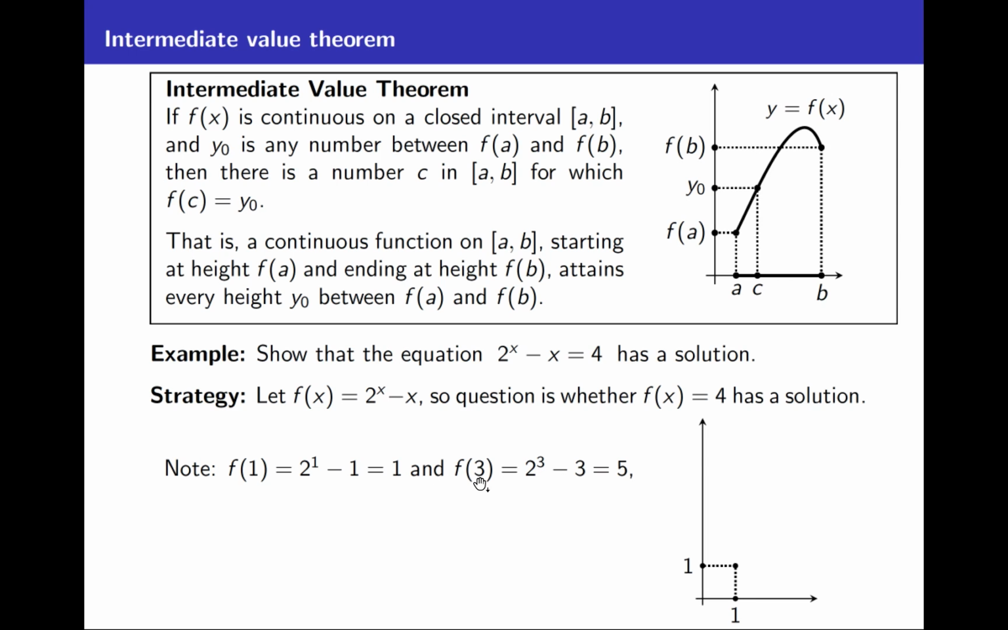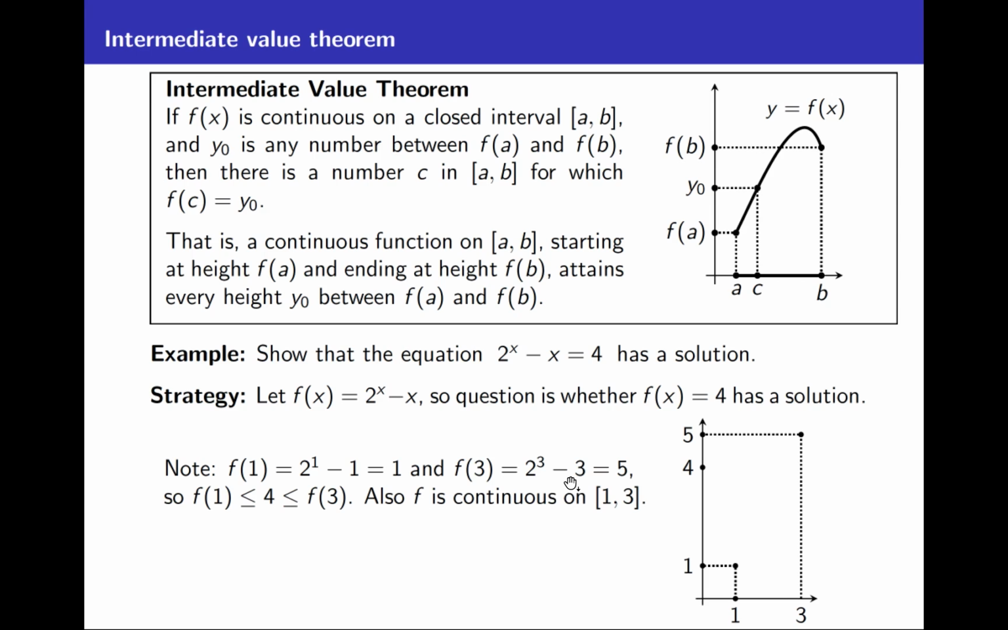Think about f of 3. It's 2 cubed minus 3 equals 5. That's good, because now f of 3 equals 5, and 4 lies between 1 and 5. It can be our b. So 4 is between f of 1 and f of 3. It's right there.